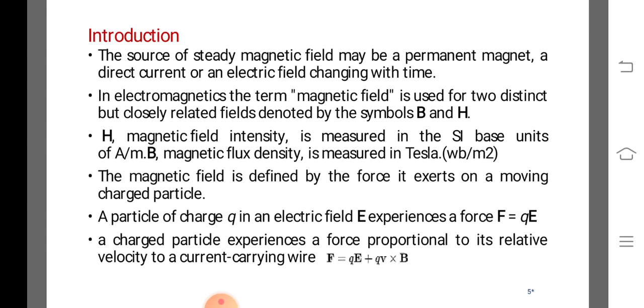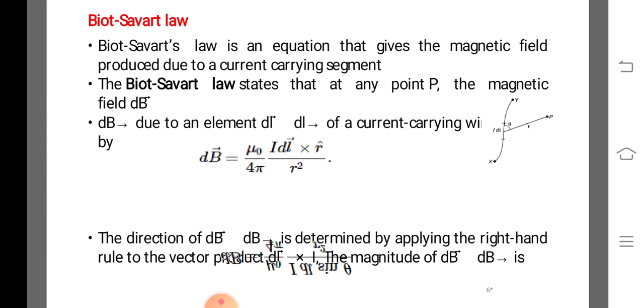Such a field is represented by imaginary lines around the magnet, which are called magnetic lines of force. These lines of force are also called magnetic lines of flux or magnetic flux lines. The total number of magnetic lines of force is called magnetic flux. It is denoted as phi and measured in Weber. 1 Weber means 10 power 8 lines of force.